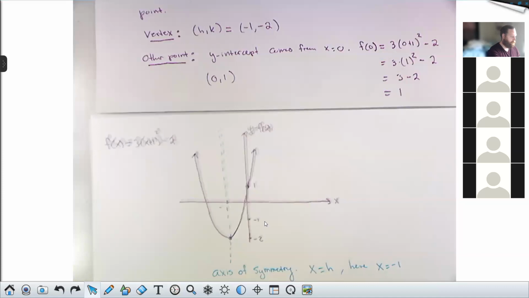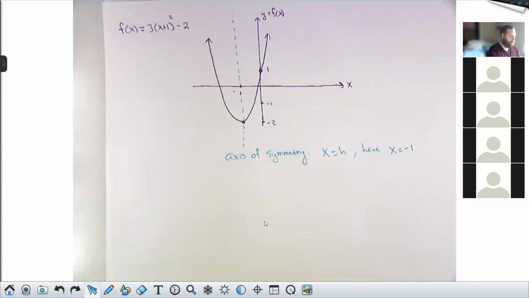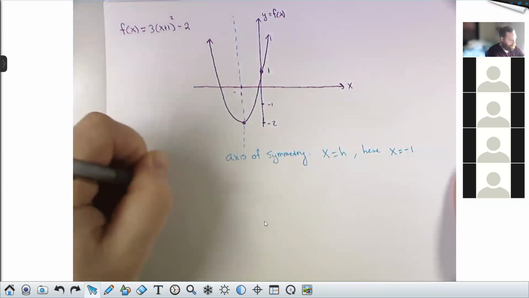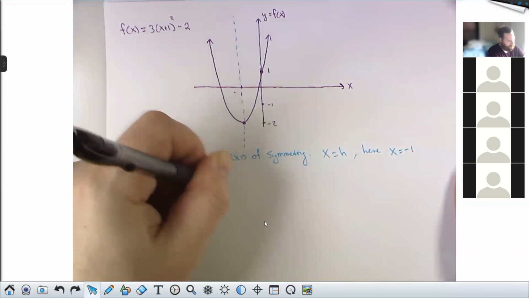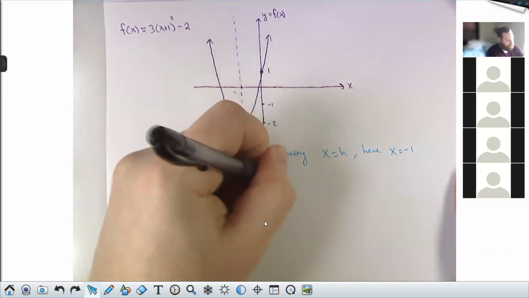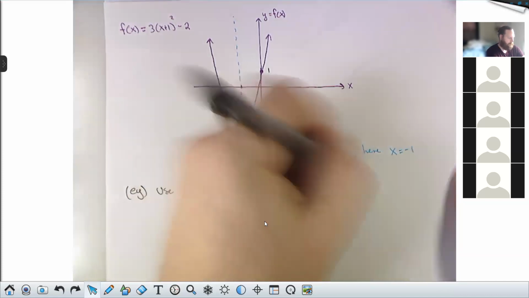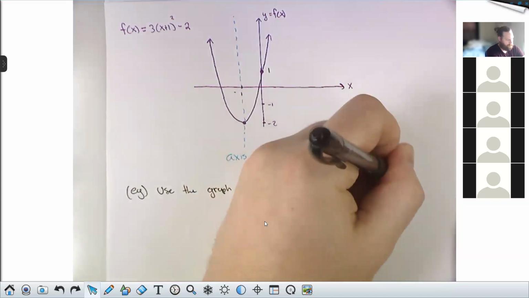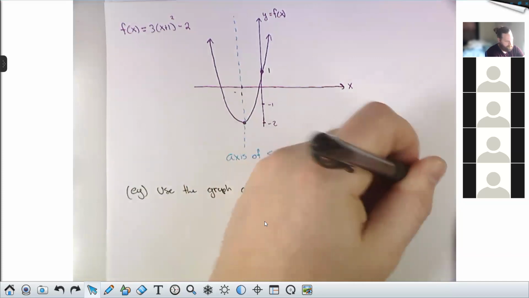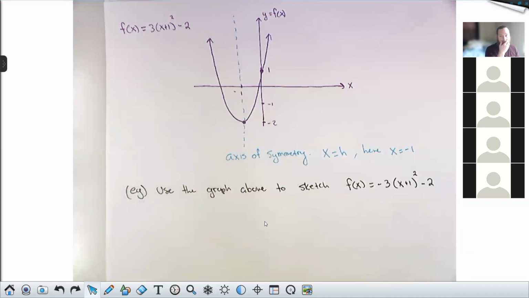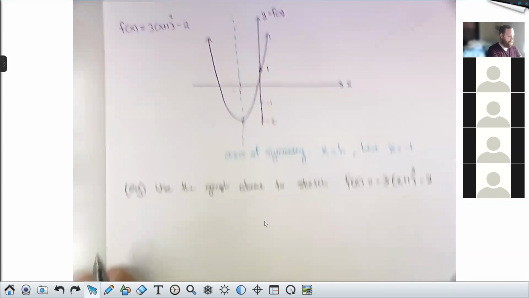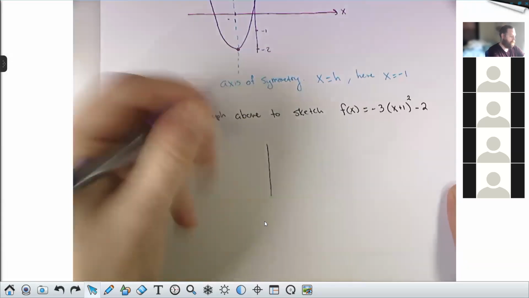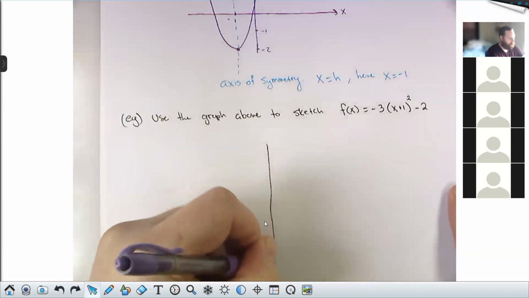The other thing that I want to mention at this point is that if I were to change this just a little bit and make the lead coefficient negative, what that does is it flips the parabola over its vertex. So instead of opening up, it would now open down.